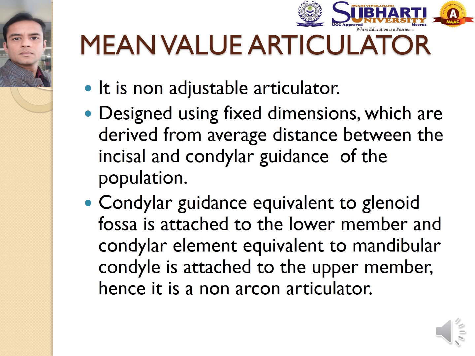Okay, now the condylar guidance, it is equivalent to glenoid fossa, is attached to the lower member, and the condylar element, equivalent to mandibular condyle, is attached to the upper member. So it is a non-Arcon type of articulator. Never ever say a 3-point articulator or mean value articulator is Arcon. No, it is non-Arcon because the condylar guidance is present in the lower member and the condylar element is present in the upper member. The reverse will be Arcon. Got it? Chalo.